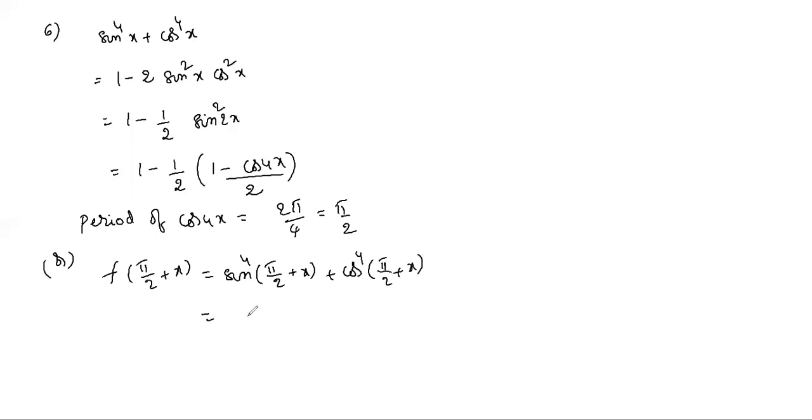That is, sin of 90 plus x is cos x, so cos power 4x. Cos of 90 plus x is minus sin x, but the power is even, so we get the same function. So the least period is pi by 2. Or we already have the formula: for sin power n x plus cos power n x, if n is even, pi by 2 is the period of the function.